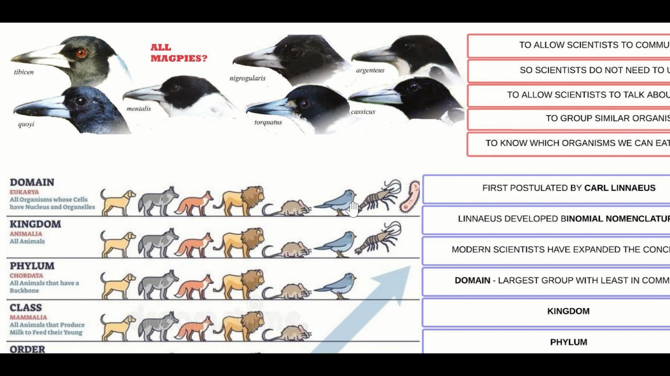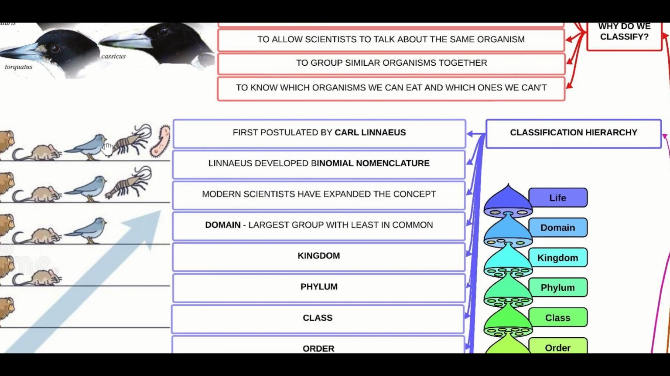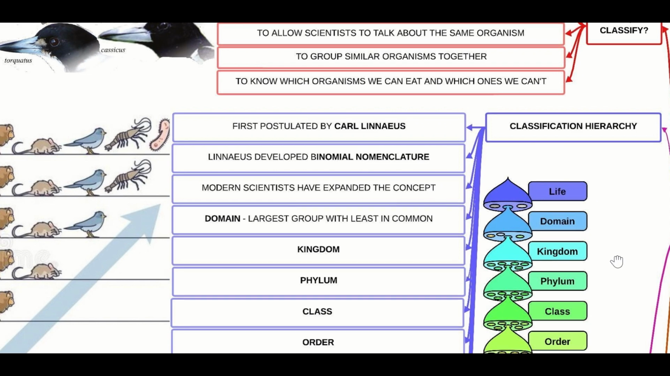All right, then we come back to hear about the classification hierarchy. It was first postulated by Carl Linnaeus, and he postulated that there were 2 main groups of things, being Vegetabalia, which were plants, and Animalia, which were animals. But he developed this thing called the binomial nomenclature, which is a 2-name naming system.